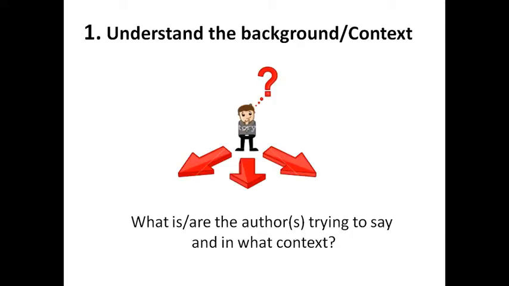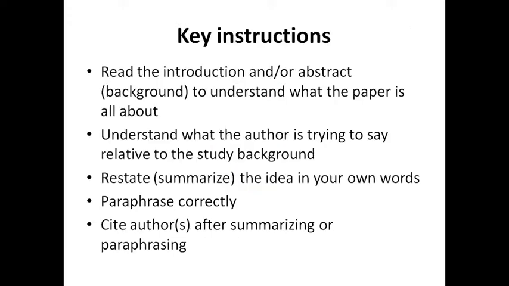So the first thing to do to avoid plagiarism is to understand the background or context. You need to ask yourself the question, what is or are the authors trying to say, and in what context? So these are the key instructions you need to know towards understanding the context. You need to read the introduction and or abstracts, as it is a background to understand what the paper is all about. You need to understand what the author is trying to say relative to the study background.